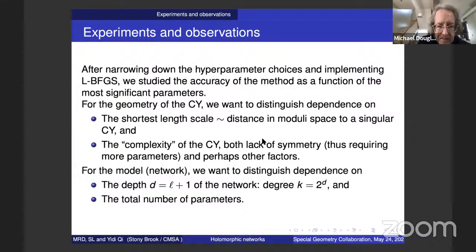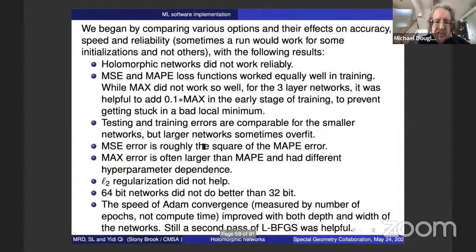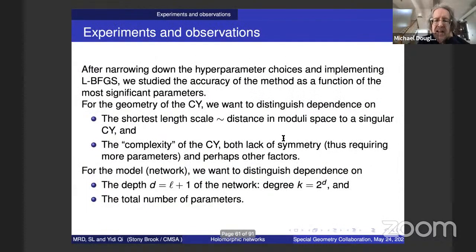And then eventually what we focused on was we'd like to understand the dependence on what properties of the Calabi-Yau. This question of whether it has symmetry or lack of symmetry is one question, so we've scanned through three choices here. And then this question of how close you are to a singular Calabi-Yau, or what's the shortest length scale, the scale of variation of the functions involved.